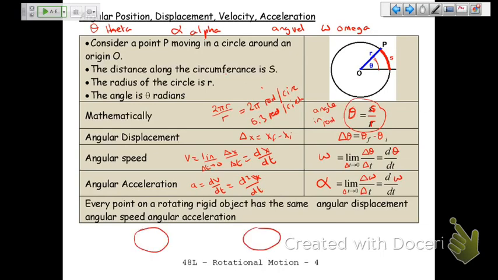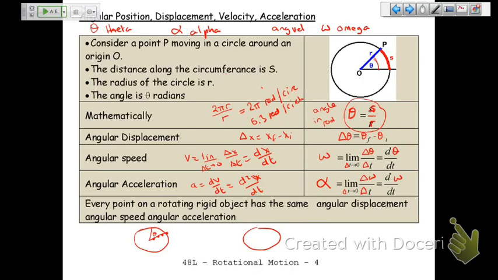If I take the same rotating disk and I take points on the radius and I say, well, look, they've gone through a certain angular displacement and it took them a certain time. So every point on that radius has the same angular displacement after the same amount of time, which means it has the same amount of angular speed. And if it's speeding up, it has the same amount of angular acceleration.